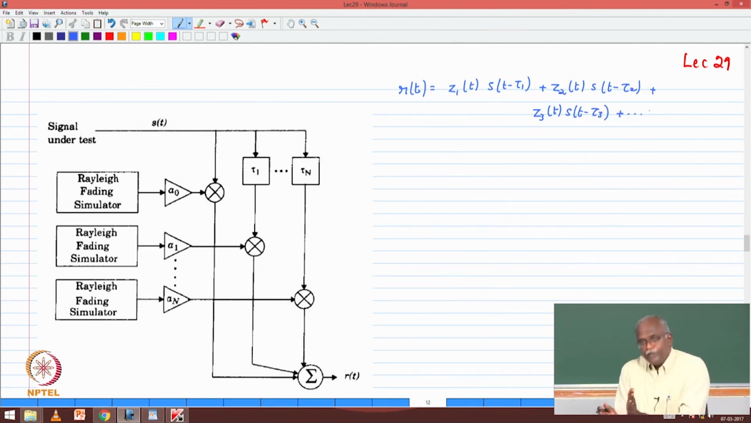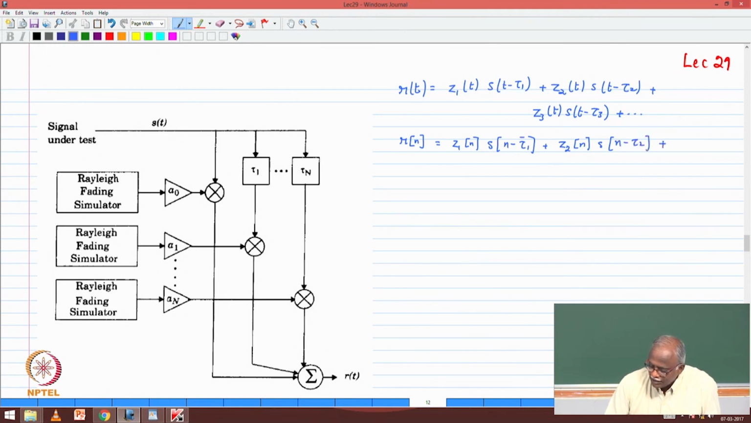Okay. This is the continuous time version. You can write down the discrete time version as Z1 of n, S of n minus tau 1. You have to look at the actual description of the delays, plus Z2 of n, S of n minus tau 2 bar. Basically you have to quantize it appropriately. Z3 of n, S of n minus tau 3 bar, and it goes on. But how do we actually implement this?